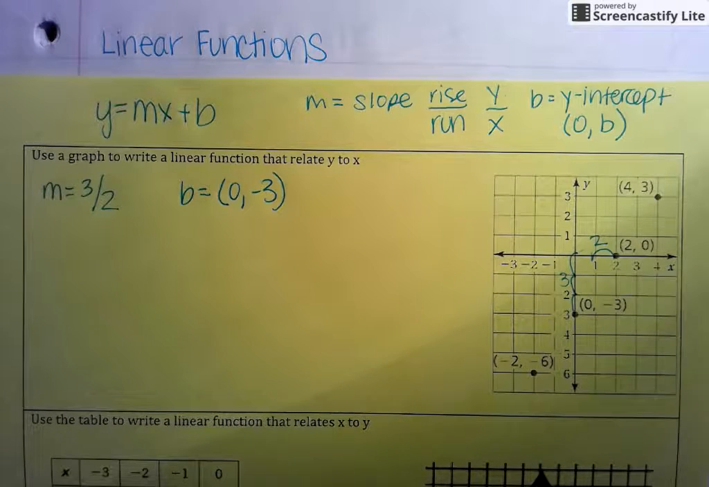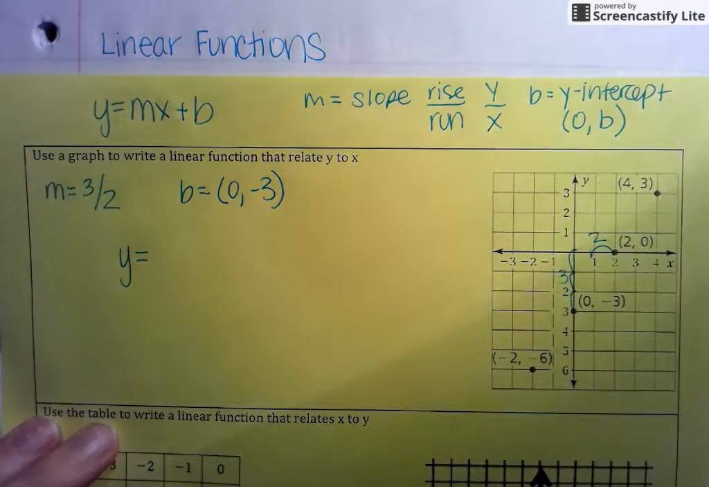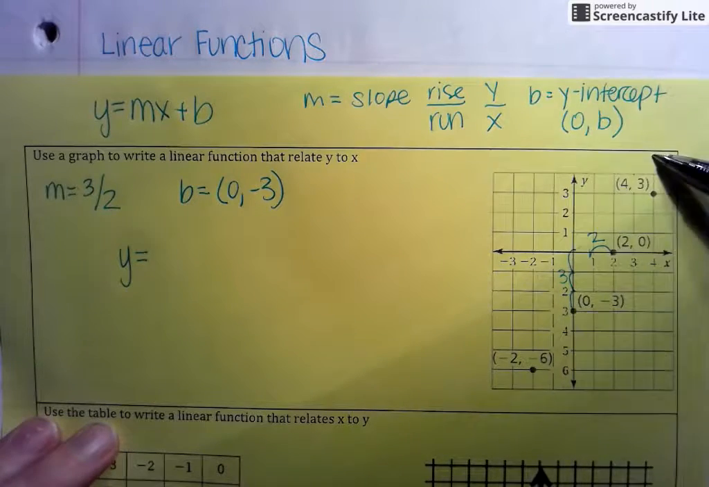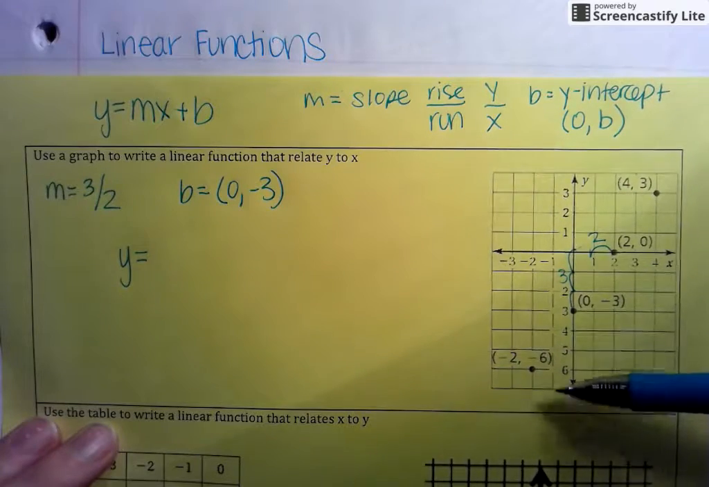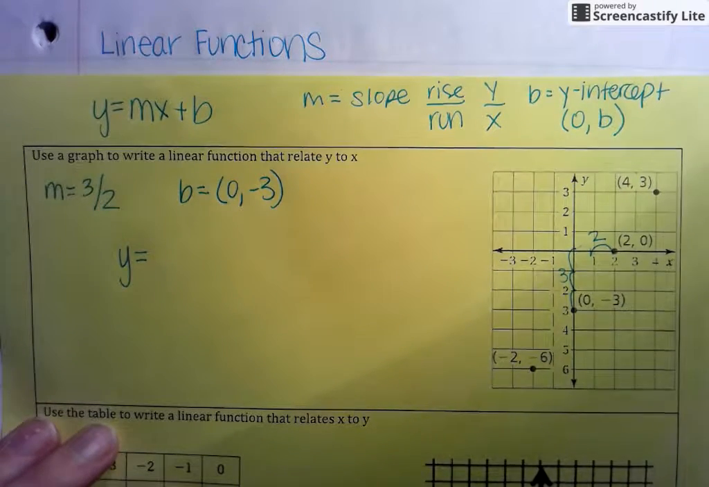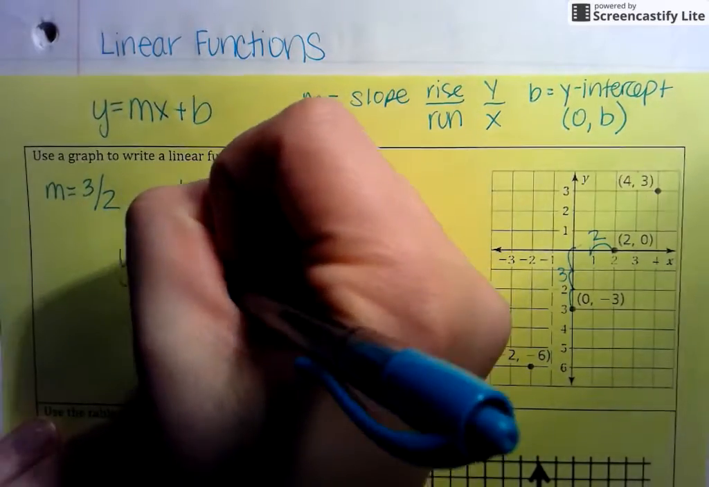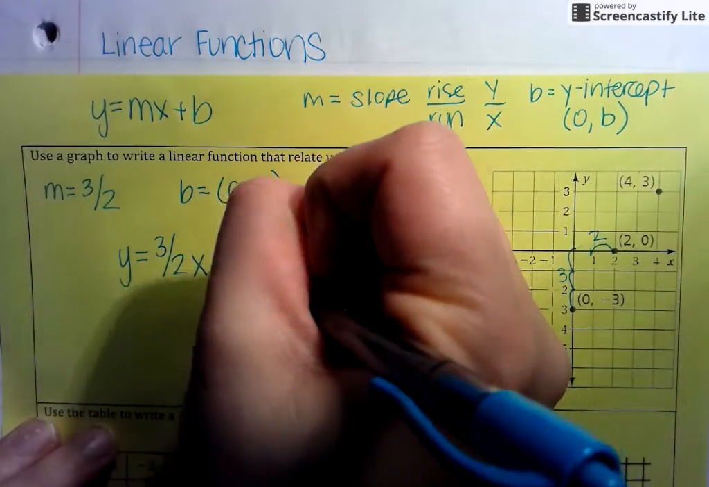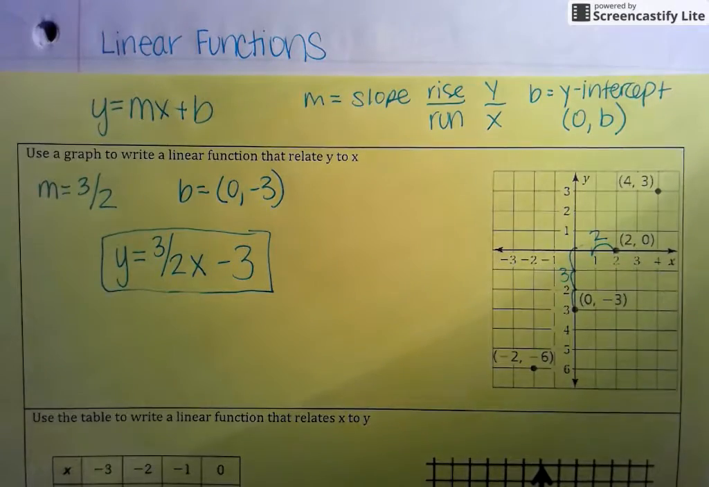So for us to write a linear function that relates y to x, we have to write it in y equals mx plus b. So our linear equation, our linear function, and it is a function because of the fact that it passes the vertical line test. So all the points on our line only go through once, so it is a function. So this would be y equals 3/2 x minus 3. And that would be a linear function that relates y to x.